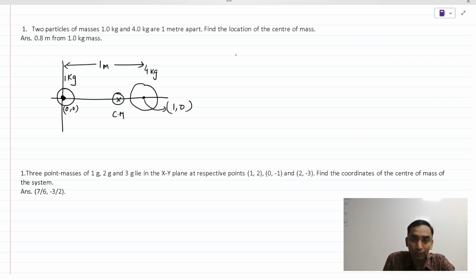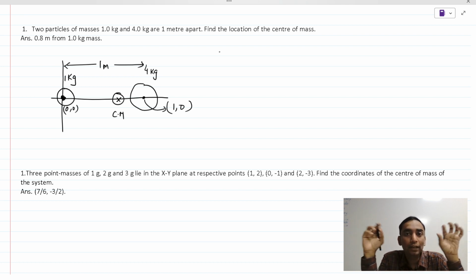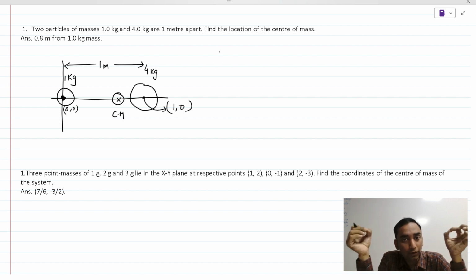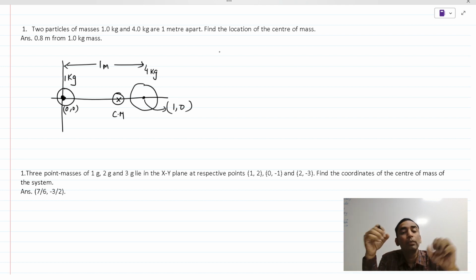Now let's find the center of mass. The center of mass would be purely on the x-axis, because both are point masses; you can let go of the entire big spheres and consider them as point masses. Since the particles are on the x-axis, their center of mass is also on the x-axis, so please do not worry about the y coordinate.